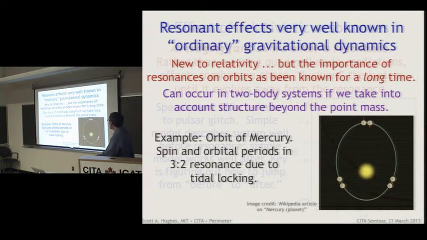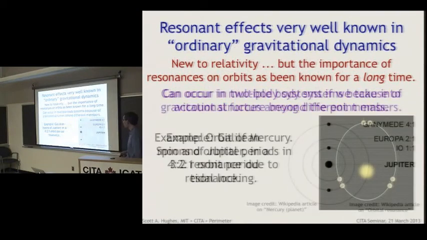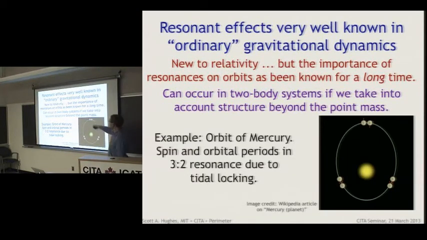This is a point that I made, as I've been working on this project with Eanna Flanagan, and it was a bit of a kick in the butt for him to realize that people have seen these kinds of effects all the time in Newtonian gravity. All we're really seeing here is the same basic physics that has been known for a long time in a lot of Newtonian systems. A cute example is the orbit of Mercury, which I believe today's physics colloquium is about. In this case, the spin and the orbital periods are in a 3-to-2 resonance due to tidal locking.